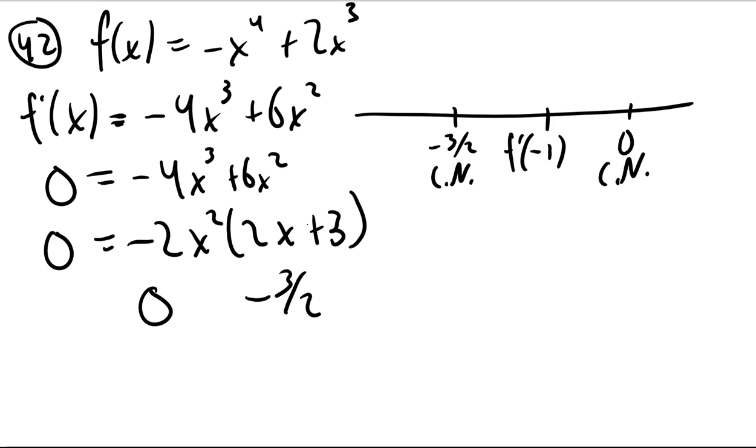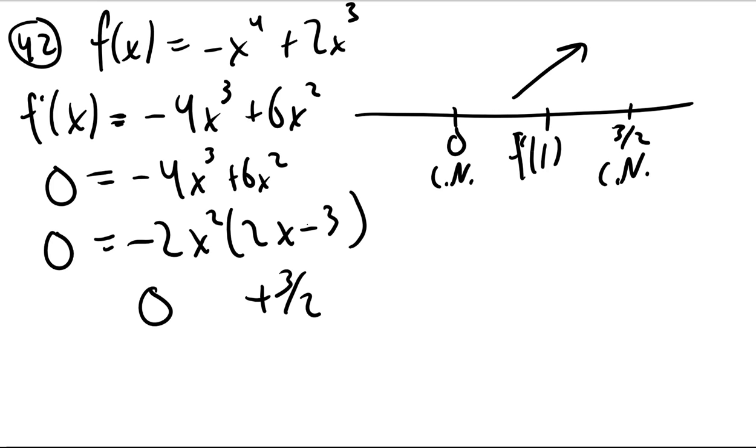Yeah. I think it's positive 3/2 when you factor out negative 2x squared. Oh. It's 2x minus 3. Thank you. Yeah, so be careful with your factoring. Okay, so instead of plugging in -1, maybe I should be plugging in +1 instead. So if I plug that in up here, -4 plus 6 is something positive, so I know the function's increasing.